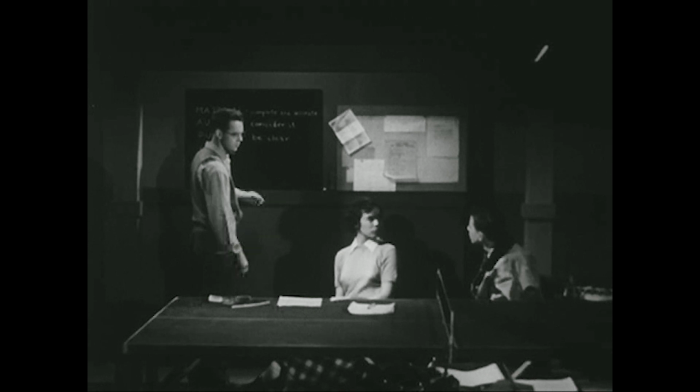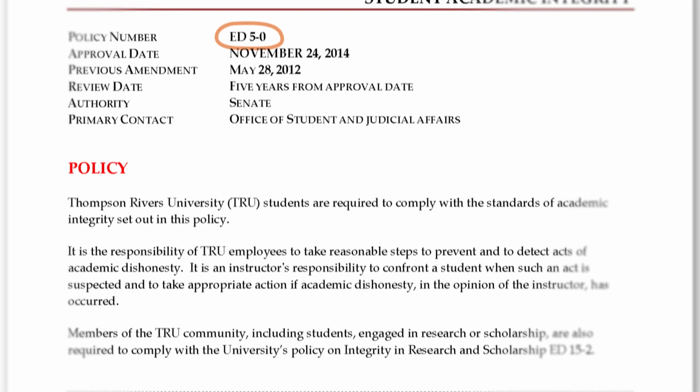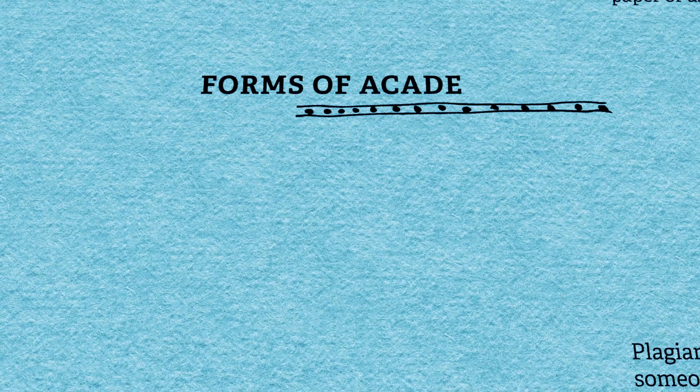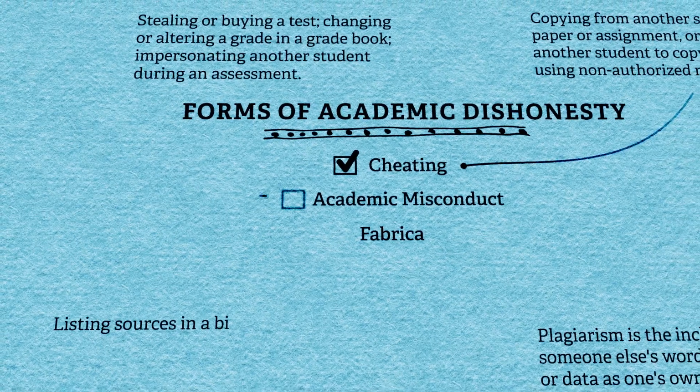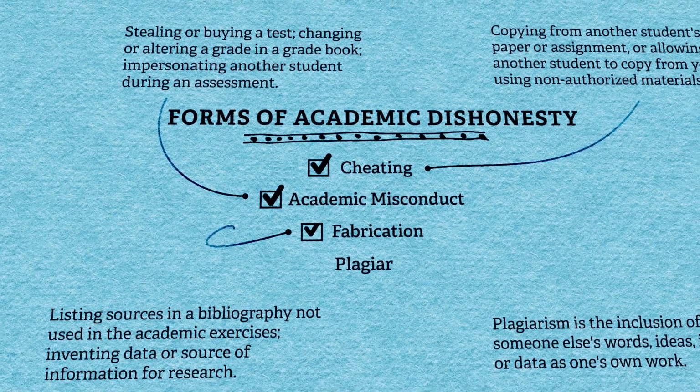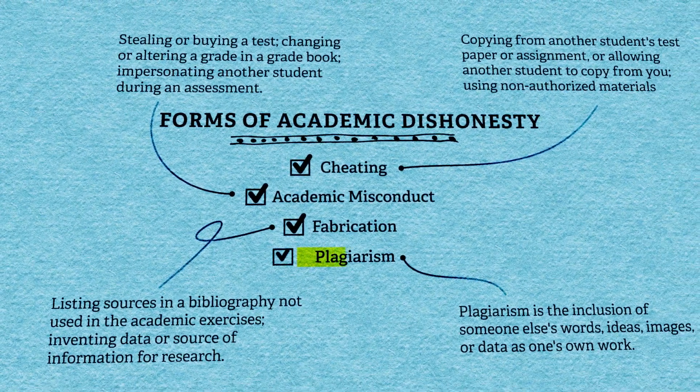Oh, Jack, what do we need rules for? Yeah, the answer is always 0, which is fine because that's what I'm here for. I'm here to summarize what academic integrity looks like at TRU. According to policy Ed 5-0, there are 4 forms of academic dishonesty: cheating, academic misconduct, fabrication, and plagiarism. And I'm going to be focusing on plagiarism today.